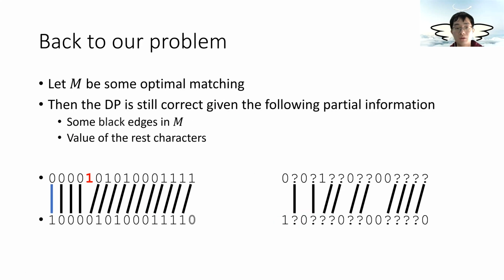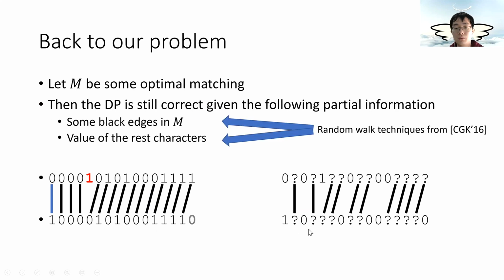Coming back to our goal, let M be some optimal matching. Then we can still run dynamic programming given the following partial information. First, we are given some black edges in this optimal matching, and then for other characters, we will reveal their values. We will try to reveal this partial information to the referee using a random walk technique from a result by Chakraborty, Goldenberg, and Koucký in 2016.